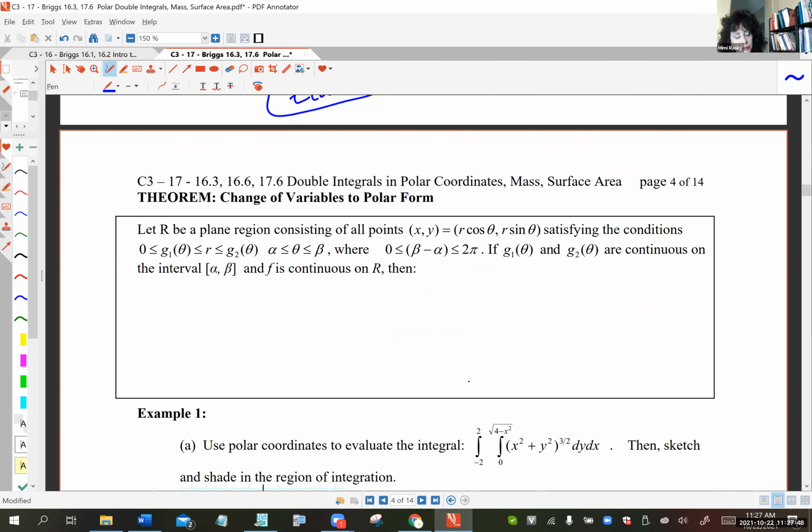So now let's do the big theorem. I'm done with the derivation, and we'll do some examples. Yay!